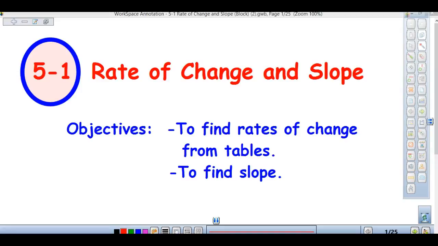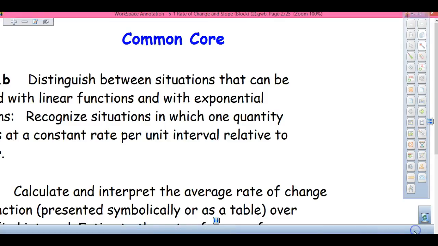Last week, slope from a graph is what over what? Rise over run. Good. So today we're going to talk about what happens if we don't have a graph. What happens if they just give us two points and we don't have a graph to work with?